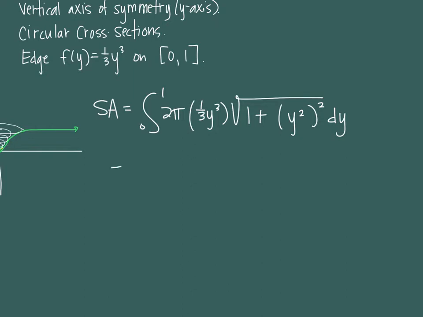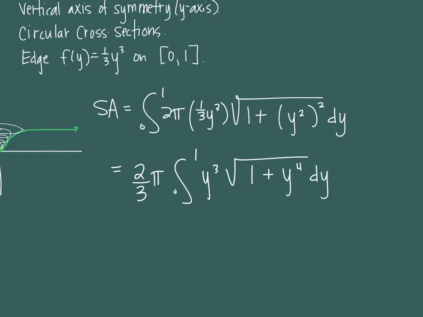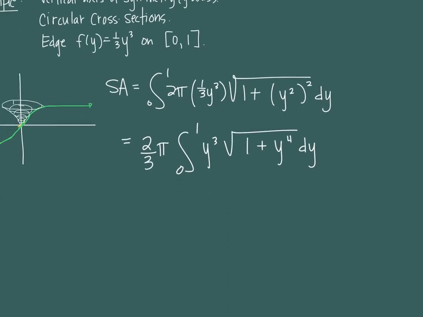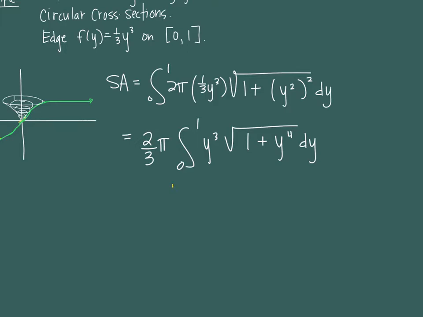So Bobby, this would actually be something that would work out with a nice u substitution. If I pull the constants out, if I take 2 pi and the 1/3 out, I'll be left with y cubed on the outside, and I'll be left with 1 plus y to the 4th on the inside. This is something we could do by hand, because the expression that I get under the square root is a really nice u substitution.